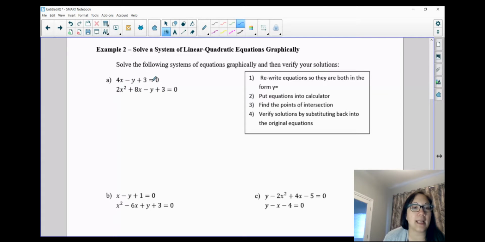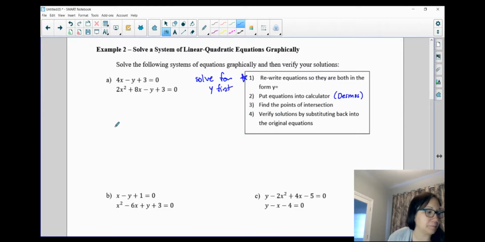But before we're ready to put our equations into Desmos, we do want to solve them for y. Which is what they're saying to do here in step 1. If you happen to have a graphing calculator, that's fine. I would say most of us are probably going to use the Desmos app or website. Then we're going to find the points of intersection, and then we're going to verify our solutions here.